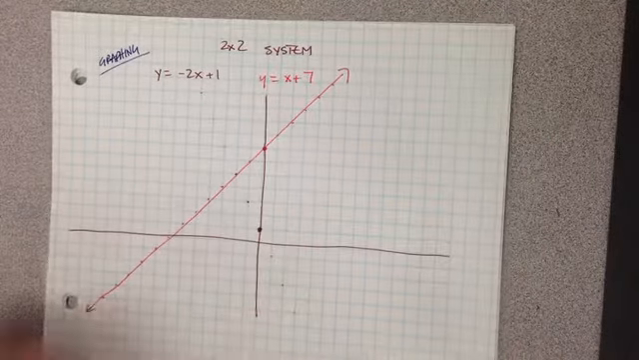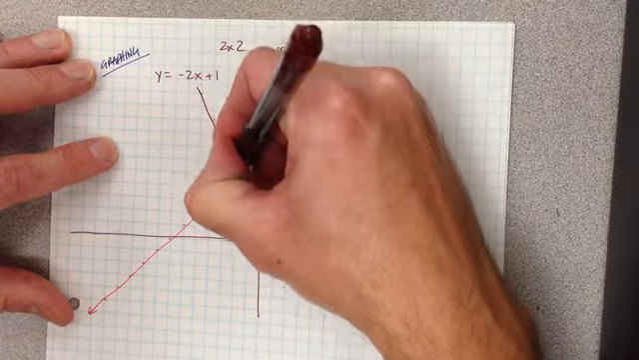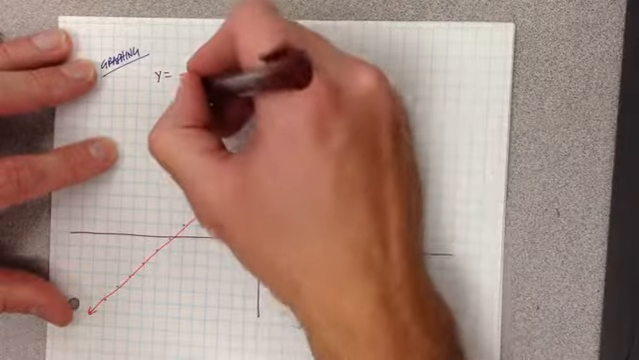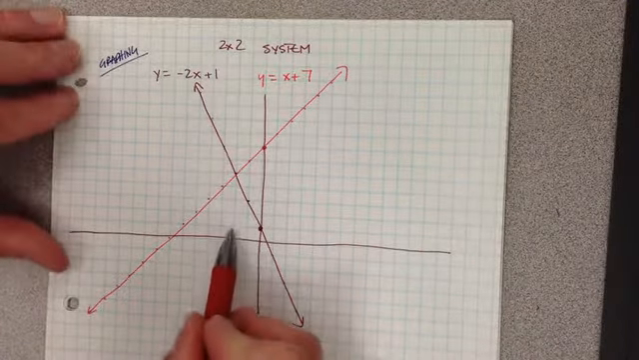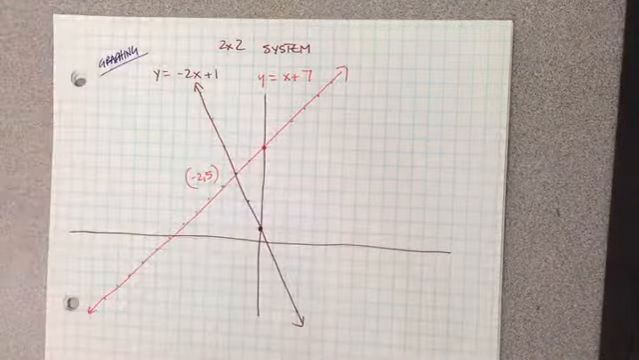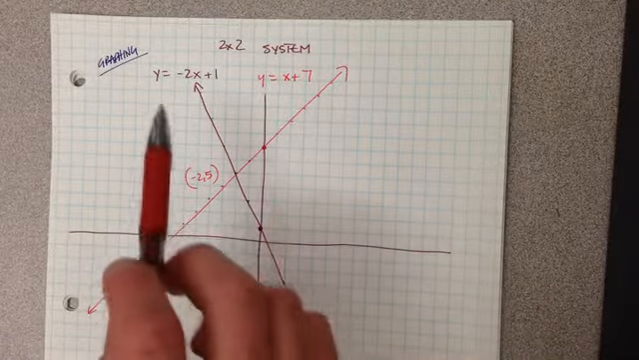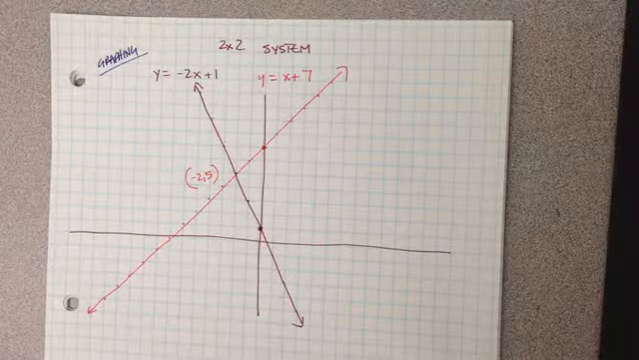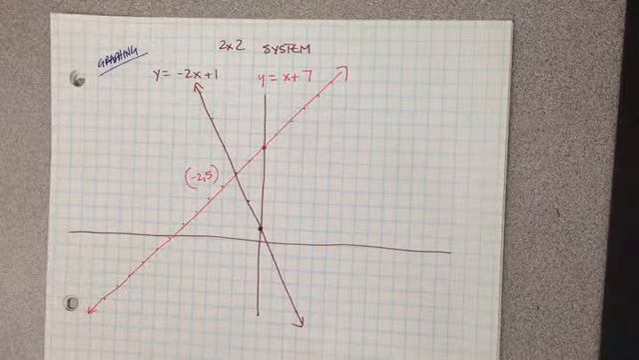There's one, my second line. Is right there. Now, where do they cross? Negative 2, 5. That is the solution to this system of equations. It is the point that when plugged in here, it will make it true, and when plugged in here, it will make it true. Okay, let's keep going now.